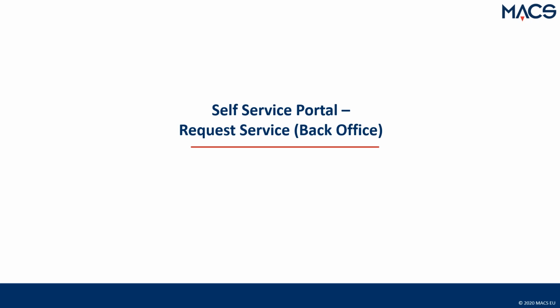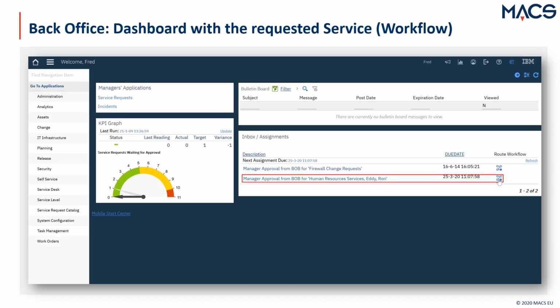And the back office will look a bit like this. So first, a screen of a start center. I've requested the service and automatically it will come up on someone's start center. In this case, it's Fred, and he is the person that needs to do a first approval on this service request. And he can directly do that from his start center by clicking, for example, this icon.